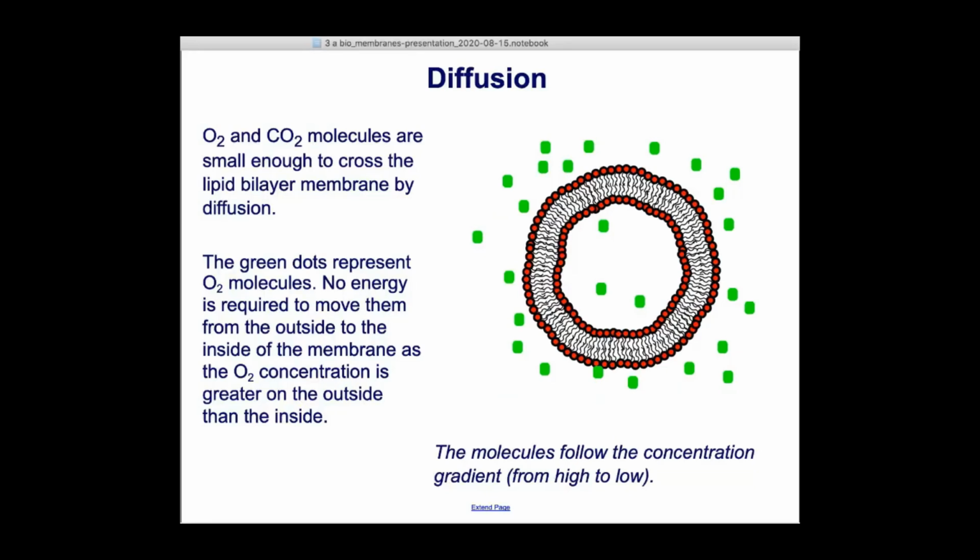O2 and CO2 molecules are small enough to cross the lipid bilayer membrane by diffusion. The green dots here, all around and inside the membrane, represent O2 molecules. No energy is required to move them from the outside to the inside of the membrane, as the O2 concentration is greater here on the outside than it is on the inside. The molecules follow the concentration gradient from high to low. Because there's a higher concentration of O2 molecules on the outside, some will diffuse to the inside of the membrane.